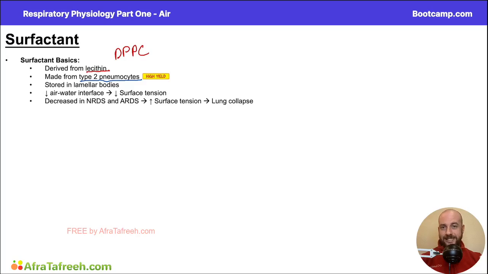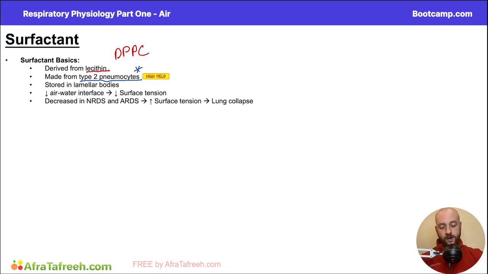And can you remember the second really high yield thing we said about type 2 pneumocytes? That's right, they're involved in regeneration of lung tissue after lung injury. So type 2 pneumocytes are very high yield cells to keep in mind. They're involved with regeneration and production of surfactant.